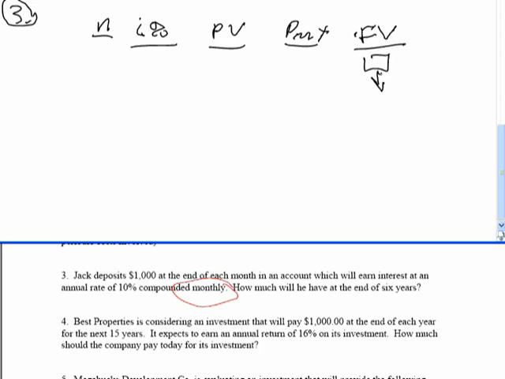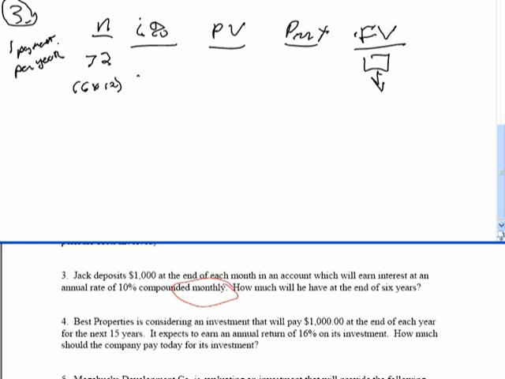And in this problem, what is n? Okay, again, don't say 6. Okay, n's not 6. N's going to be 6 times 12 or 72. So n is 72, so put 72 into n, which again was 6 times 12. 6 years with monthly compounding. Now I. Once again, make sure our calculator is set on 1 payment per year.